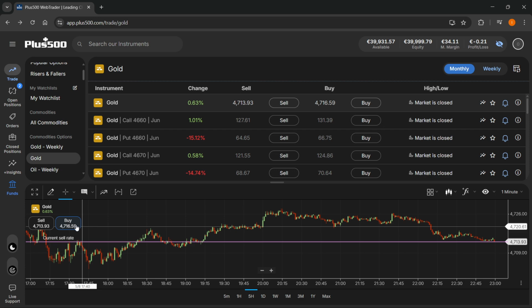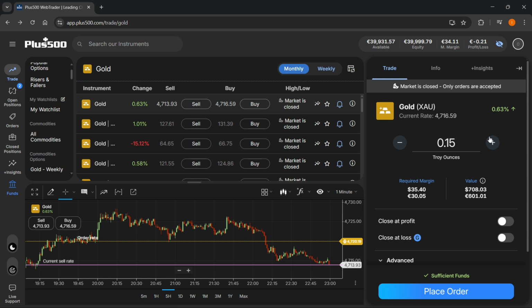So these are going to open up the exact same side panel, which is this panel over here on the right. And of course, you can use the buy or sell, whatever you want to do. And trading consists of buying and selling, so it's up to you whichever one you want to take. Now, as you can see right now, the market is closed and only orders are accepted. So of course, I'm going to do that right now. But if the market was open right now, it would allow me to actually trade right now. But you get the point, it's pretty much going to be the same thing.